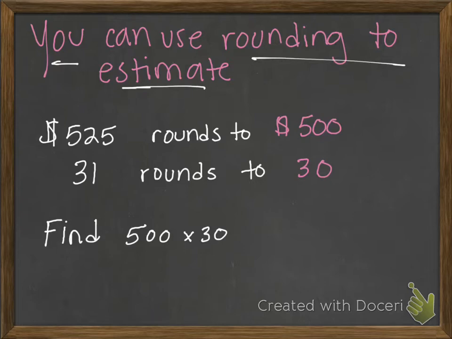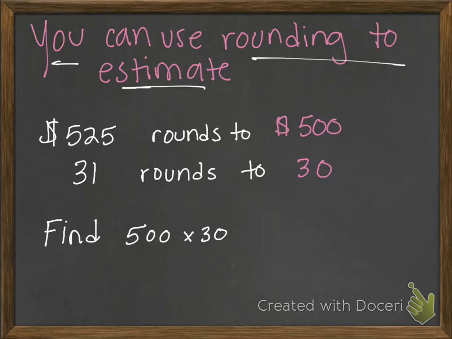So you can use rounding to estimate. So like I said, we're using whole numbers. So I would not change 525 into 520 because that would not be a whole number. That would be estimating to the nearest tens. So I'm going to round 525 to 500, and then I'm going to round 31 to 30.